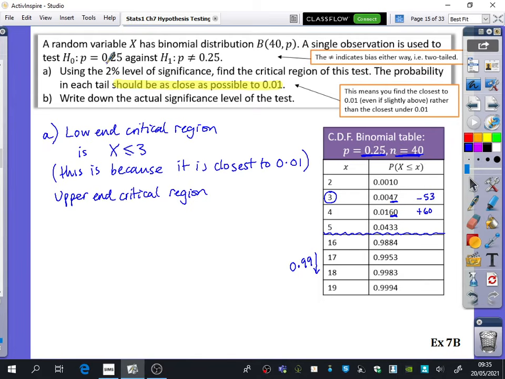So the upper end critical region, which of these is closest to 0.99? The 16, yeah, because this one is only like 16 away from 0.99, whereas this one is 53 above it. So actually, this is the one that is closest to 0.99. So actually you pick the one that's above it, so it's 17. So the upper end critical region is that x is greater than or equal to 17.